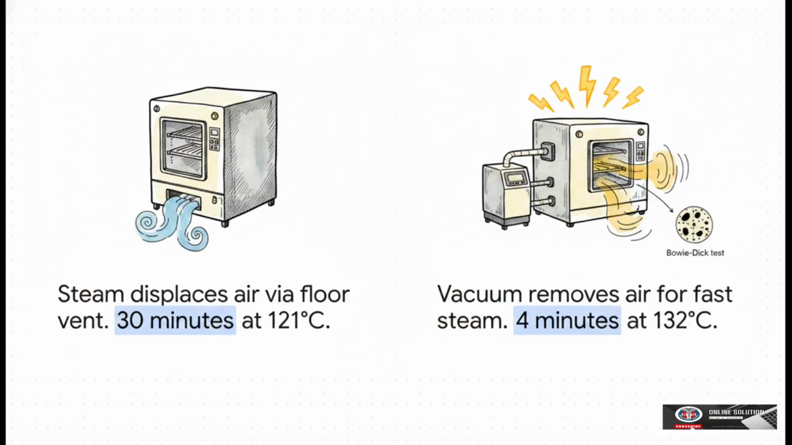But then you have the high-speed pre-vacuum. This one is super cool because a vacuum pump sucks out all the air before the steam is even admitted. Because there's no air to fight against, steam penetration is nearly instantaneous, cutting the cycle down to a blazing fast 4 minutes at 132 degrees. But, and this is a huge board exam detail, because pre-vacuum relies on that pump, you absolutely must run a Bowie Dick test every single day to detect any dangerous air leaks.